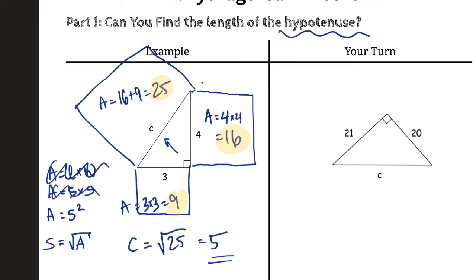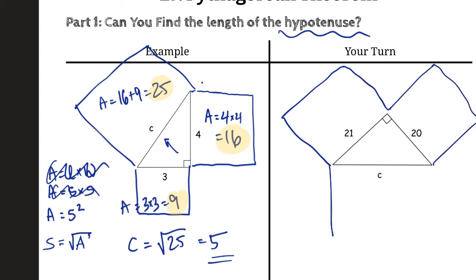All right, let's just quickly run through the solution here. First, I'm going to start by drawing my squares. A square for each side. Right? And let's start off with the areas that we know. So the area of this square is going to be 21 times 21, or 21 squared, right? And if I do that on my calculator, 21 squared is 441.